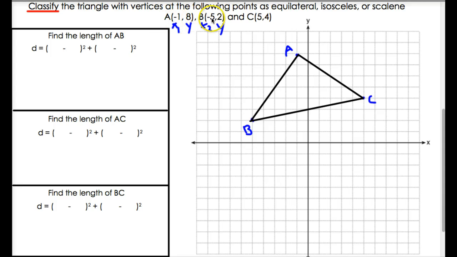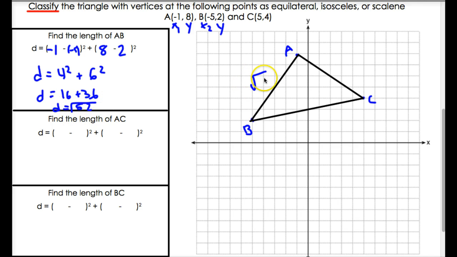We do that by subtracting the x's, x1 minus x2, so that's -1 minus -5, and we subtract our y's, 8 minus 2. When we do this, -1 minus -5, don't forget your extra negatives in there. We get 4, so d is going to be equal to 4 squared, plus 8 minus 2, which is 6 squared. D is going to be equal to 16 plus 36, and so our D is going to be equal to 52. Now finally we take the square root. So this is going to be the square root of 52. Don't forget that square root at the end.